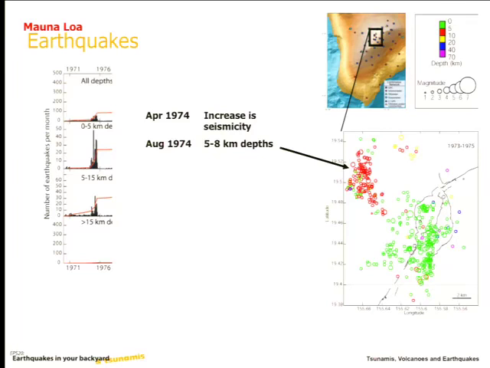So they're about 4 kilometers above sea level, and they're about 8 kilometers beneath the sea floor. So when you see seismicity at 5 to 8 kilometers depth, that means it's actually within the volcano. It's not in the ocean floor beneath the volcano. It's kind of at the base of the volcano.